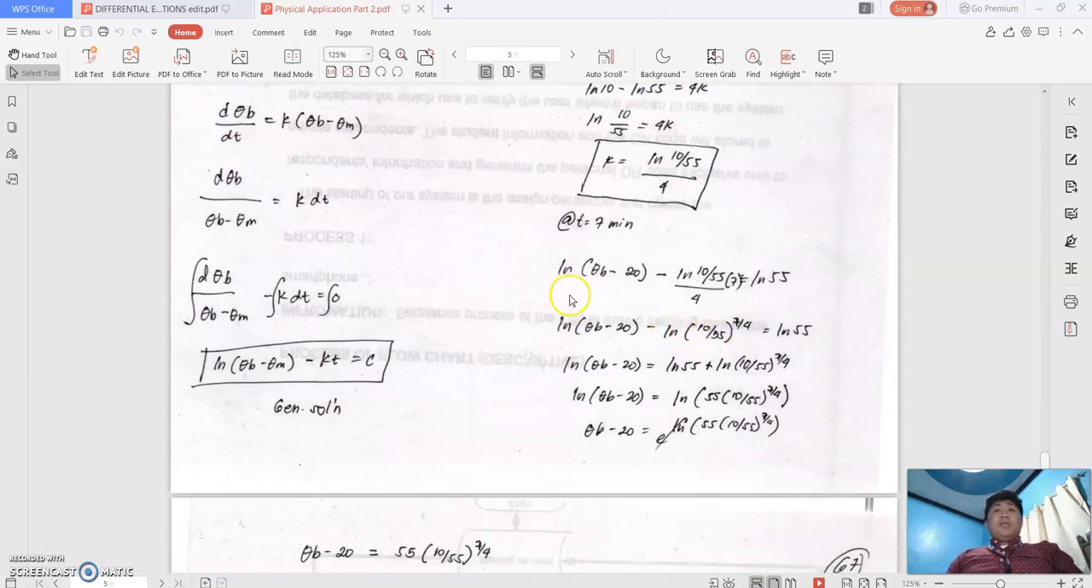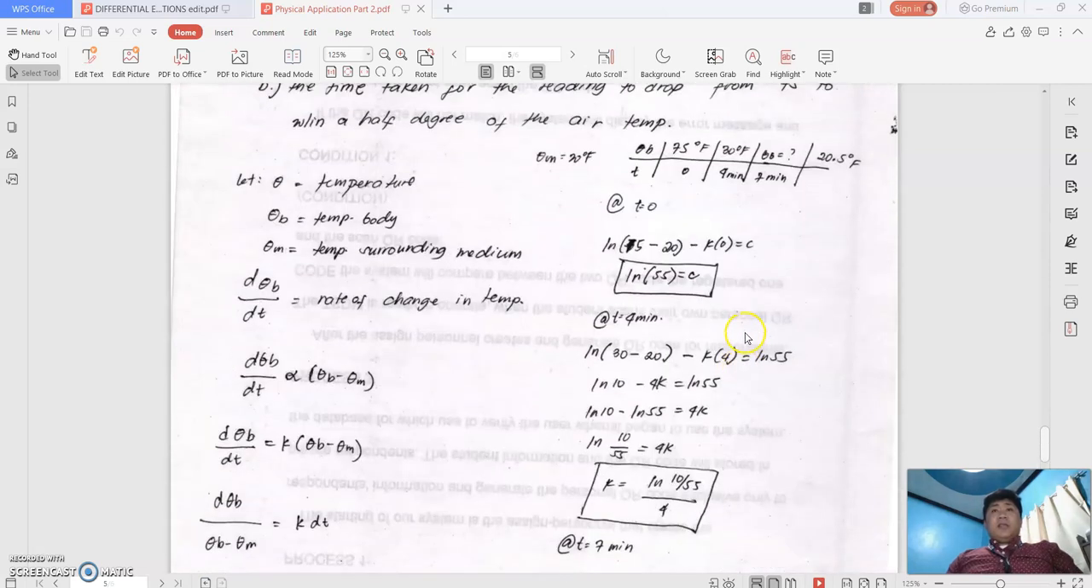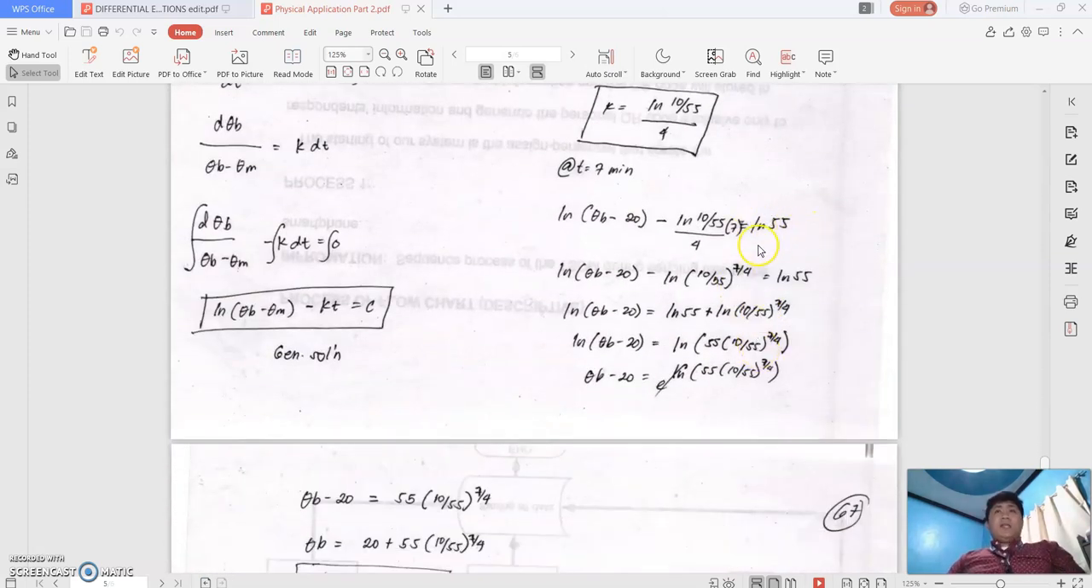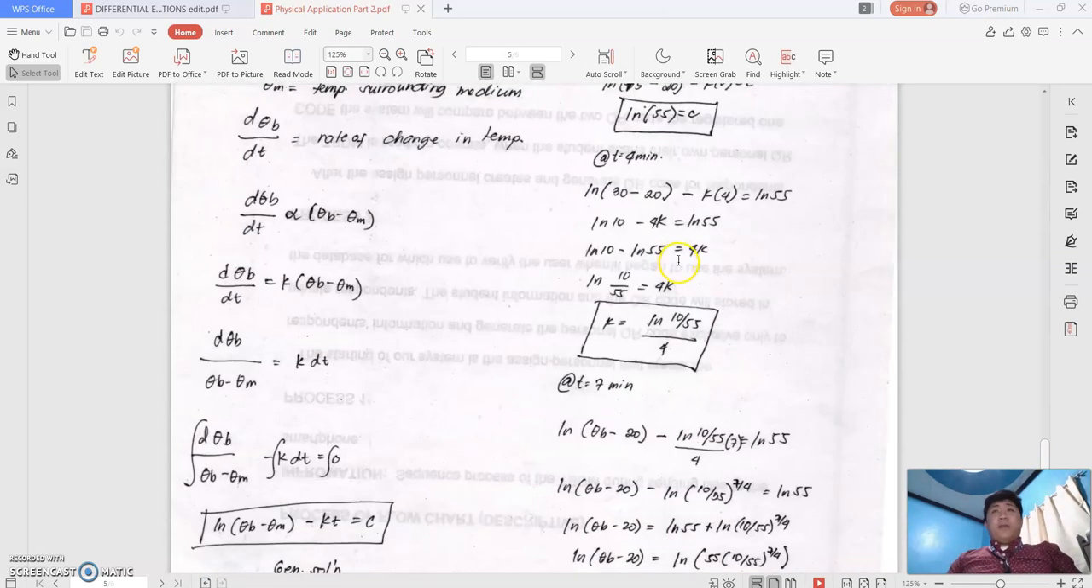After that, at 7 minutes, now we could solve for the temperature of the thermometer, or the body. This is the formula: the constant temperature of the air or the surrounding medium, minus, we solve the constant, which is ln of 10 over 55 over 4, times the time, which is 7 minutes, equals C, which is ln 55.